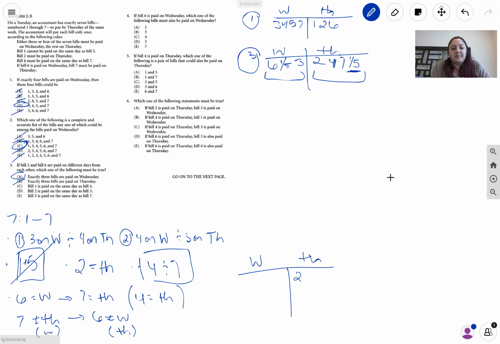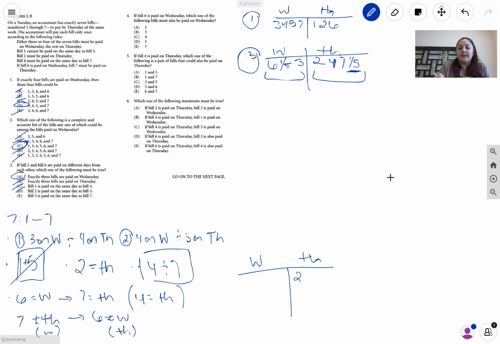C, bill 1 is paid on the same day as bill 4. That could be true. Does that have to be true? No. So it's not going to be my answer because I'm looking for the thing that has to be true. D, bill 2 is paid on the same day as bill 3. That's definitely not true. I know that 2 is on Thursday and 3 is on Wednesday. So it can't possibly be true in any sense. Make sense?